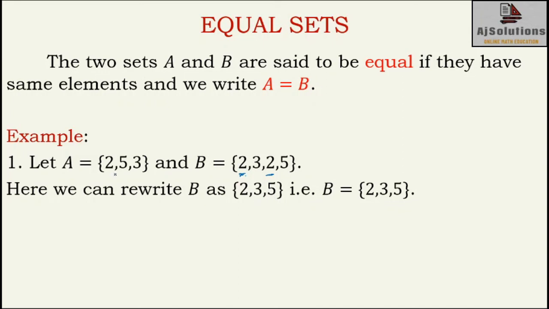Now if you see, A has members 2, 5, 3, and B has members 2, 3, 5, so they both have the same members. And here order does not matter. We are just talking about members. In what order the members appear is not important when we talk about sets. In sets, we don't worry about the order, we only worry about the members. So that is why here we can say A equals B.